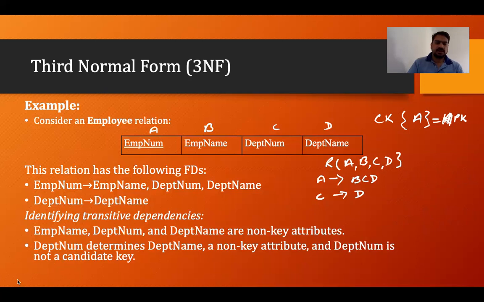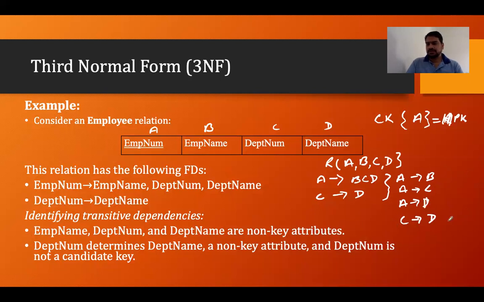If A is the primary key, then what will happen? So you can see here, if we decompose it, we get A determines B, A determines C, A determines D by the decomposing rule, and C determines D. Okay.